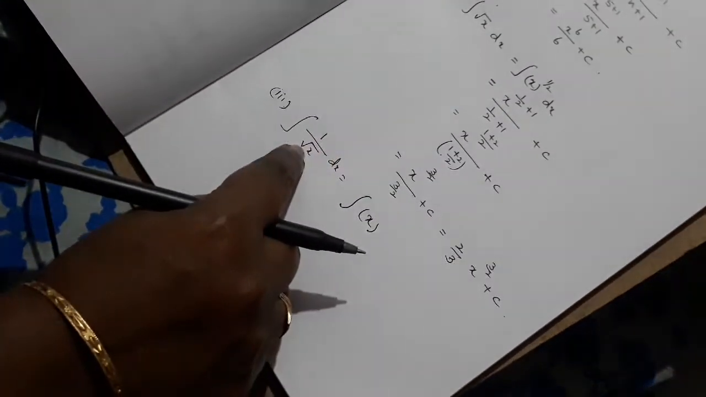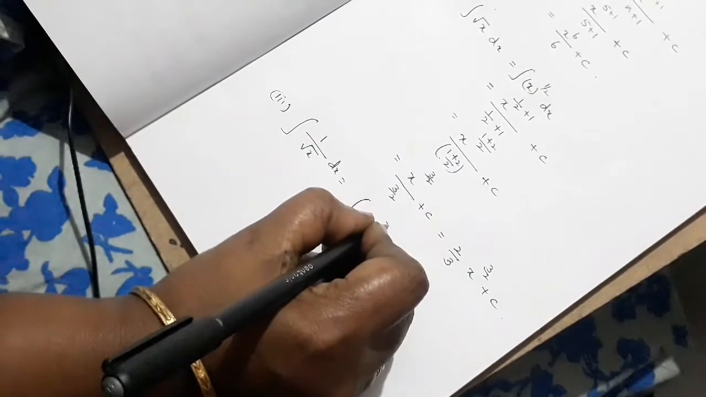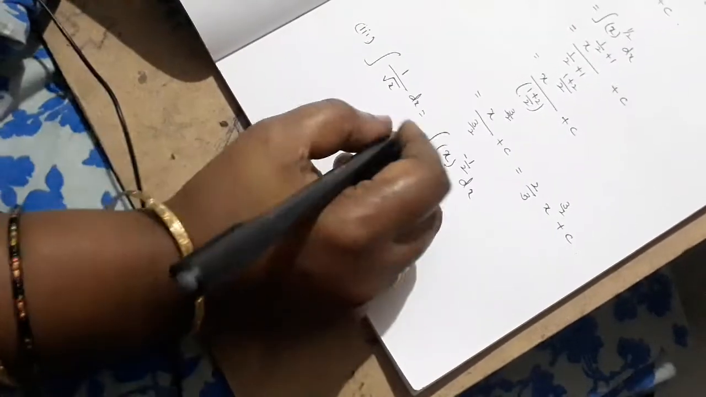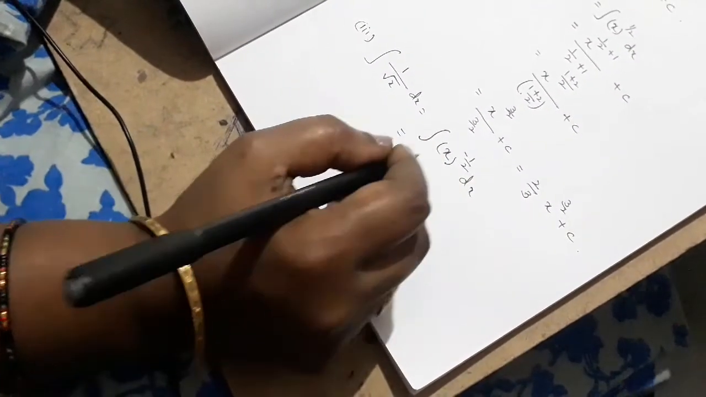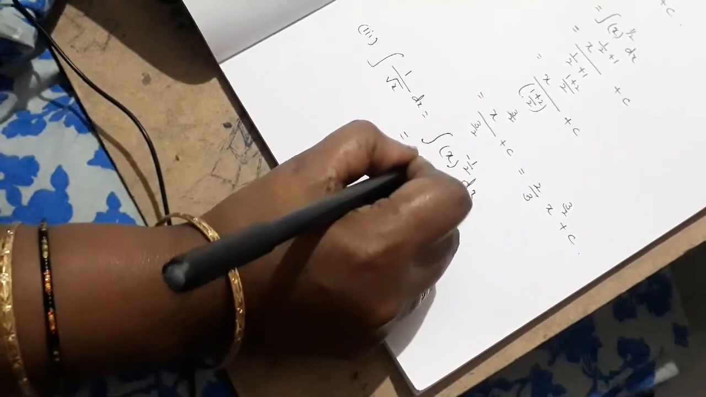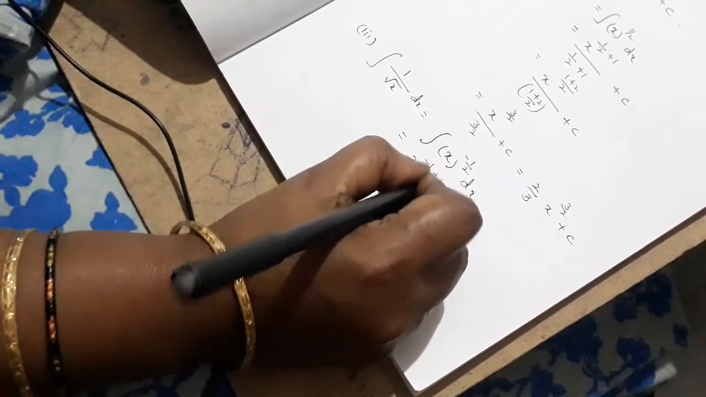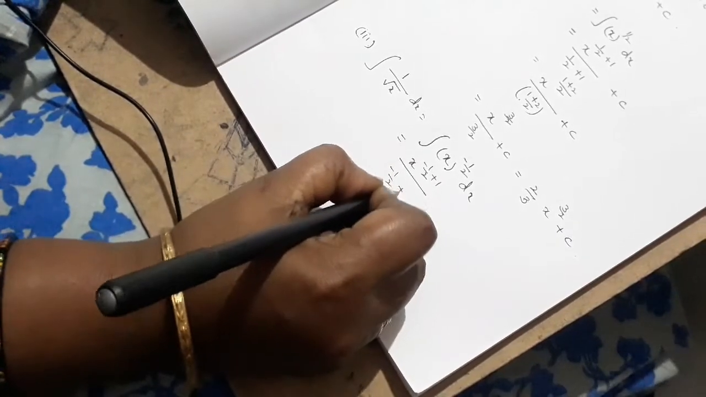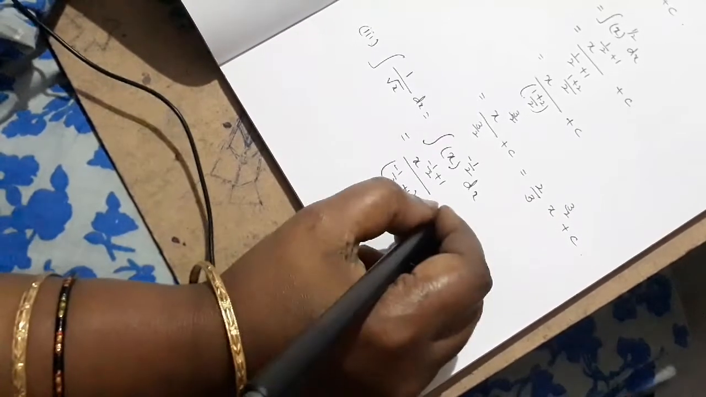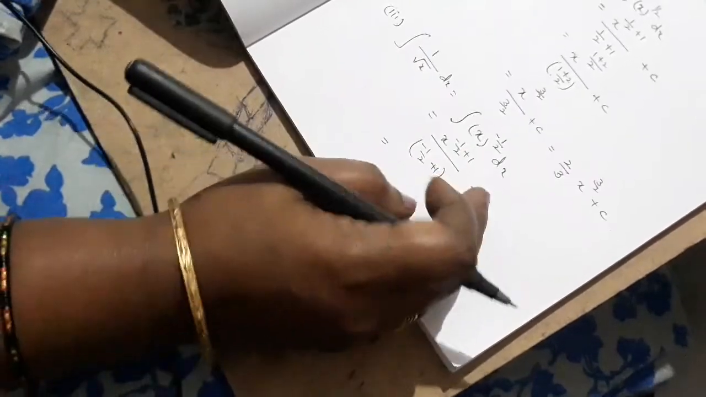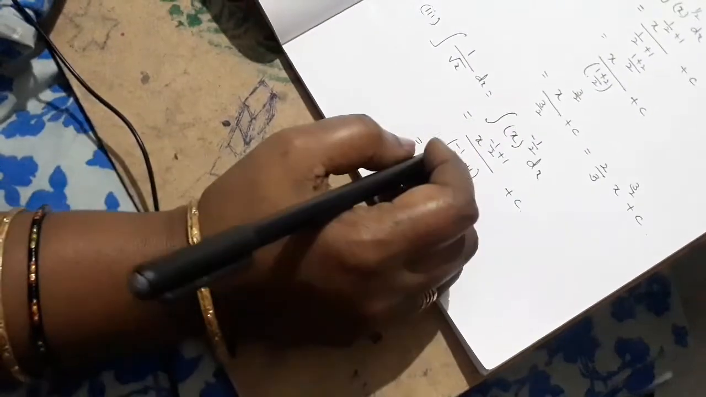Now 1 by under root x becomes x to the power minus half dx. Now this is in this form, x to the power n. Now simply you can substitute in the formula. So what does the formula say? x to the power n plus 1 divided by n plus 1 plus c. So don't forget to write plus c.